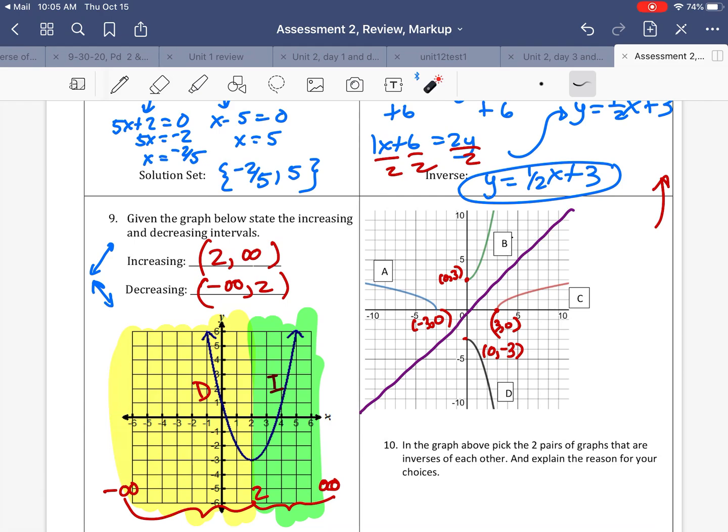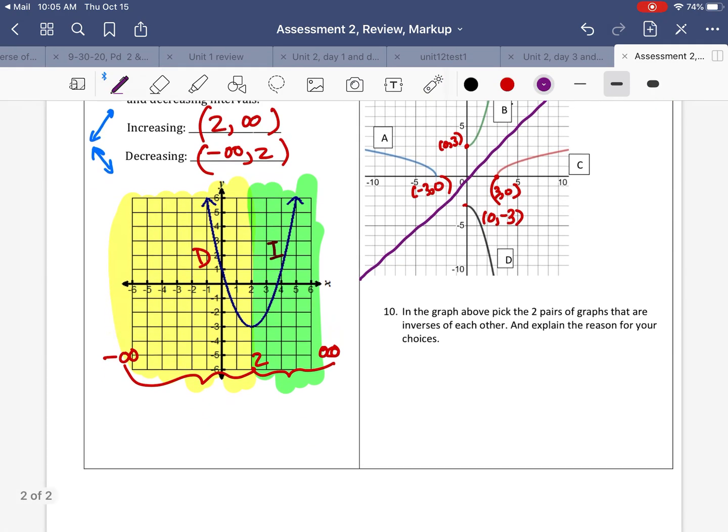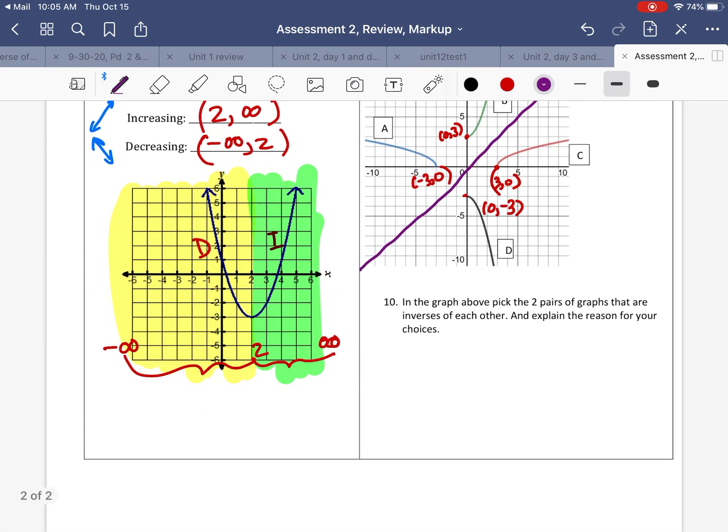Well, the same thing's happening over here with A and D. I got these 2 points, which are reverses. Then I can go to, let's say, like negative 7, 2. And over here I go to 2, negative 7. All right, so they're inverses. So those are my pairs right there. All right, so in the graph above, pick the 2 pairs of graphs that are inverses of each other, explain why. So I would say B and C are inverses. And I would also say that A and D are inverses.